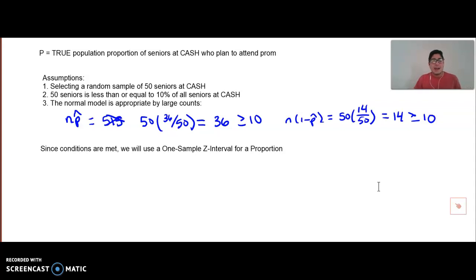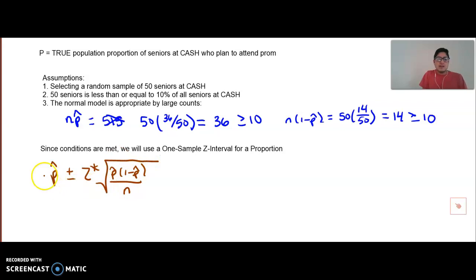So now the I here stands for interval calculations. So again, we are just going to show what we know. So we know the interval is going to be p hat plus or minus z star times the square root of p hat times 1 minus p hat, or its complement, all over n, the square root here. So again, our point estimate plus or minus the margin of error.